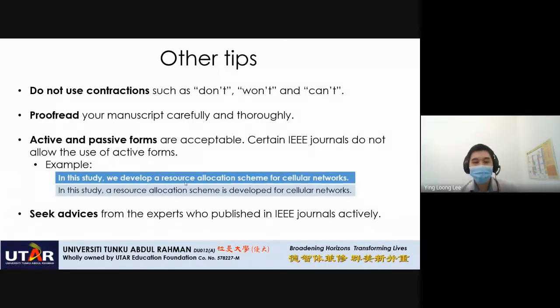Okay, last part, other tips, right? My advice is not to use contractions like don't, won't, and can't, okay? Professional writing does not encourage you to use contractions here. Okay, and then proofread your manuscript carefully and thoroughly. Some reviewers, they are very particular on the English language, right? So if they see that your paper is not written well and they cannot understand the language, the sentences, right? They can reject you based on this reason, okay?